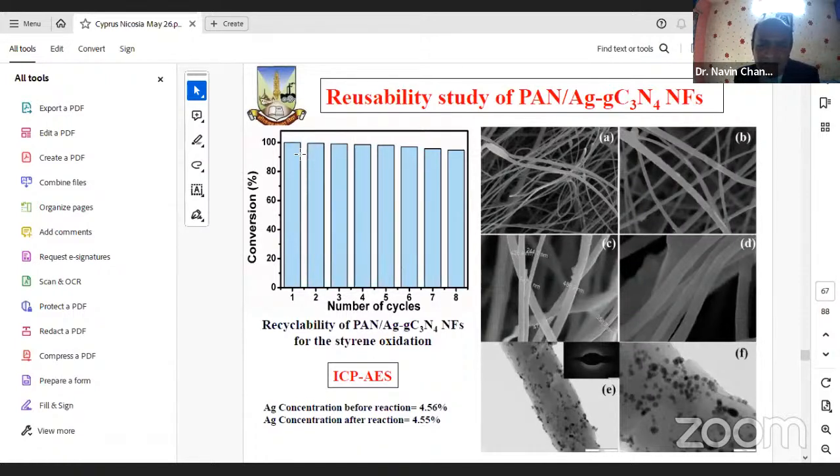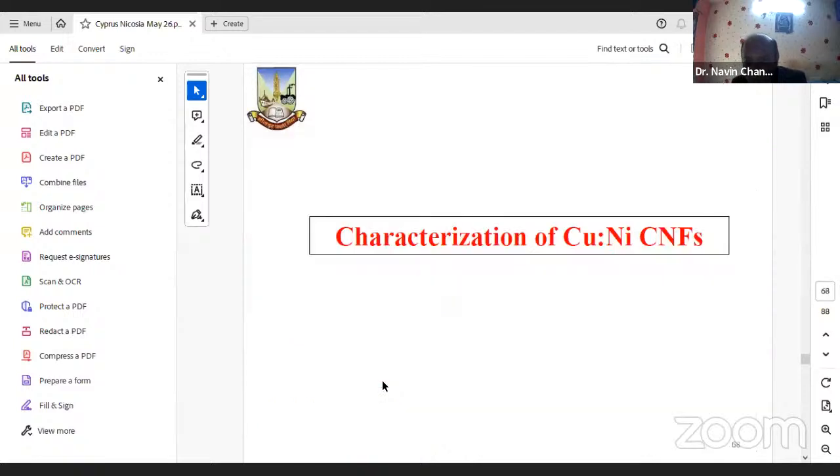That is, we have run this reaction up to 8 cycles. And when we look into the ICP AES study, silver concentration before reaction was 4.56%. But even after 8 cycles, the silver concentration over the surface of PAN in presence of graphitic carbon nitride as a nanoparticle is 4.55%. Means silver concentration still remains even after 8 cycles. Means we can go more than 8 cycles, but the percent yield of the product might be reduced.